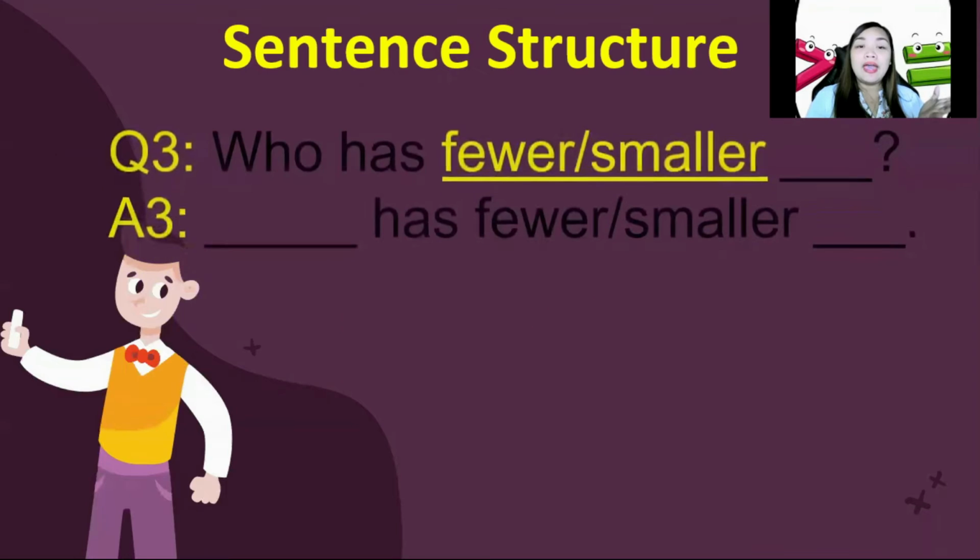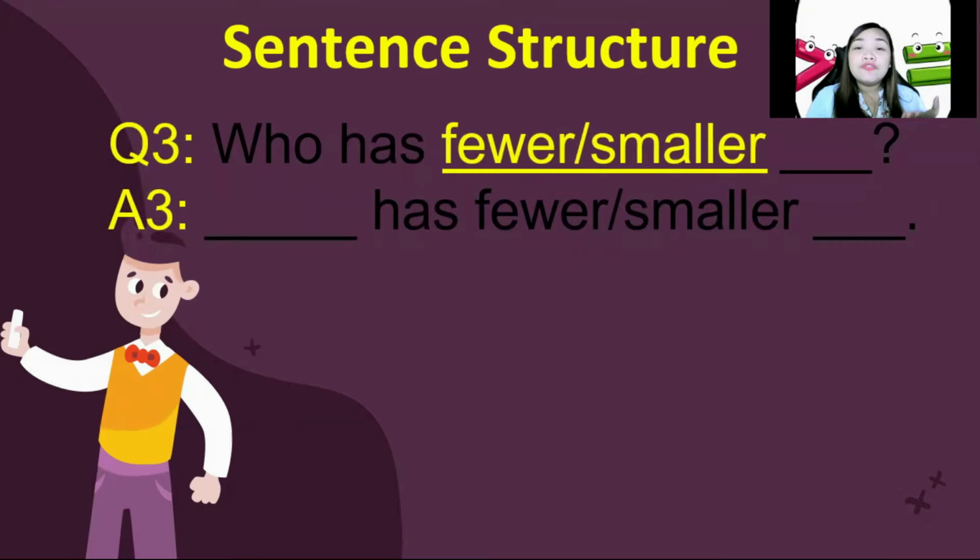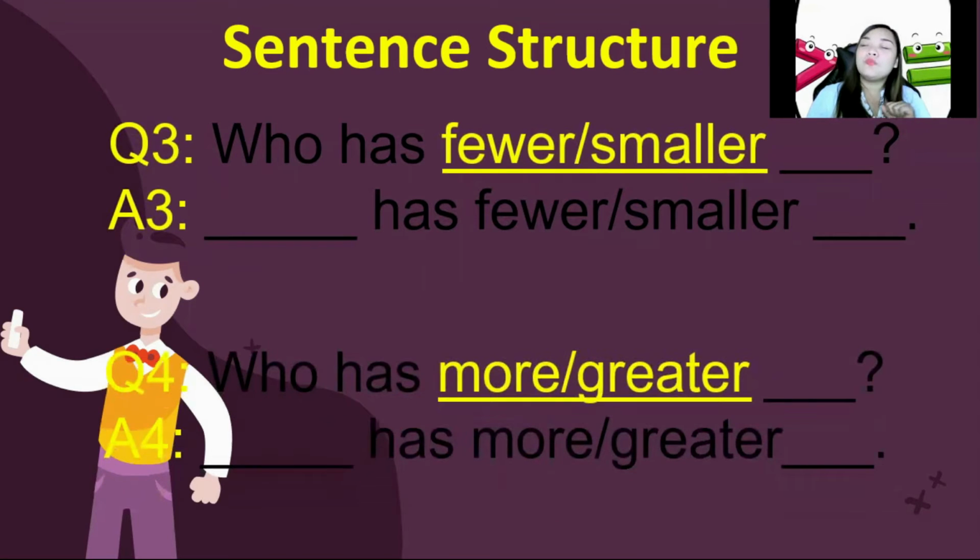Next one, we have, who has fewer or smaller, and then the teacher is going to show you objects. Now, who is referring to a person. So later on, you're going to meet two girls, Mally and Ying. Then you are going to identify who has fewer and who has more or greater numbers of objects that I'm going to show you.